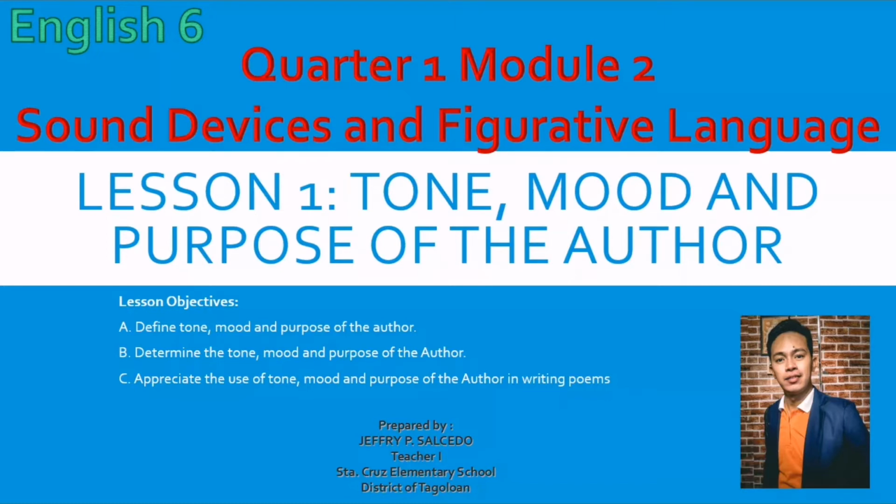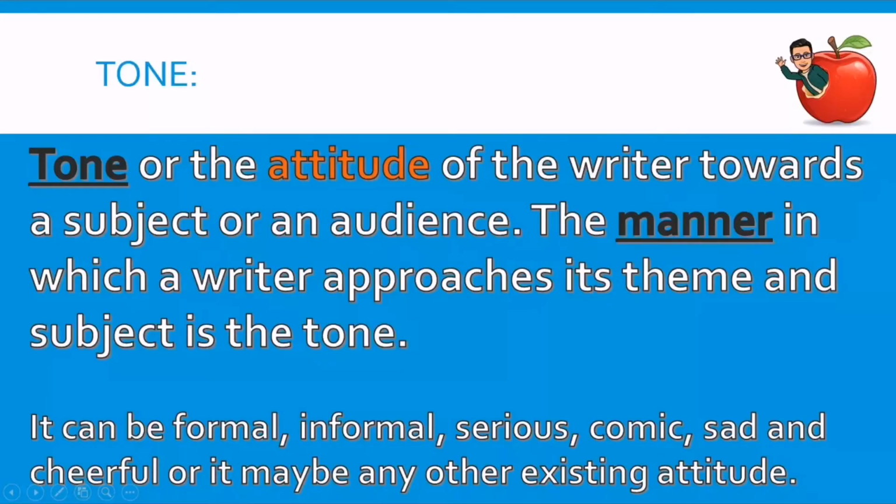Let's discuss all about the tone, mood, and purpose of the author. First, we will start with tone. What is tone? In a composition or literary piece that you will make or write, what is the tone? Any idea? Okay, in the module, you can read that one. Here, the tone is the attitude of the writer towards a subject or an audience. The manner in which a writer approaches its theme and subject is the tone.